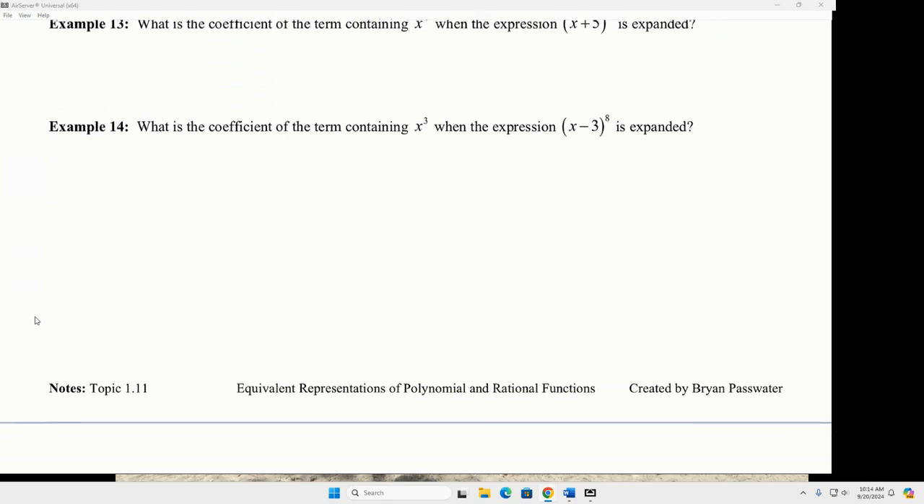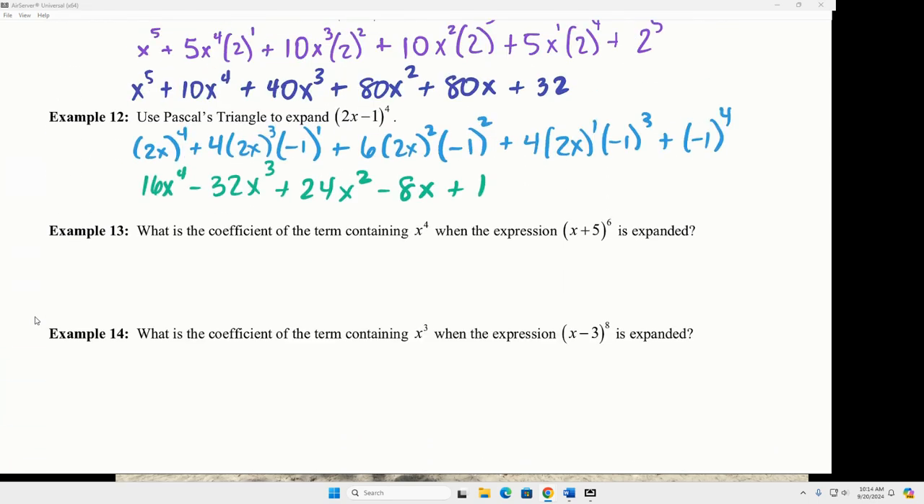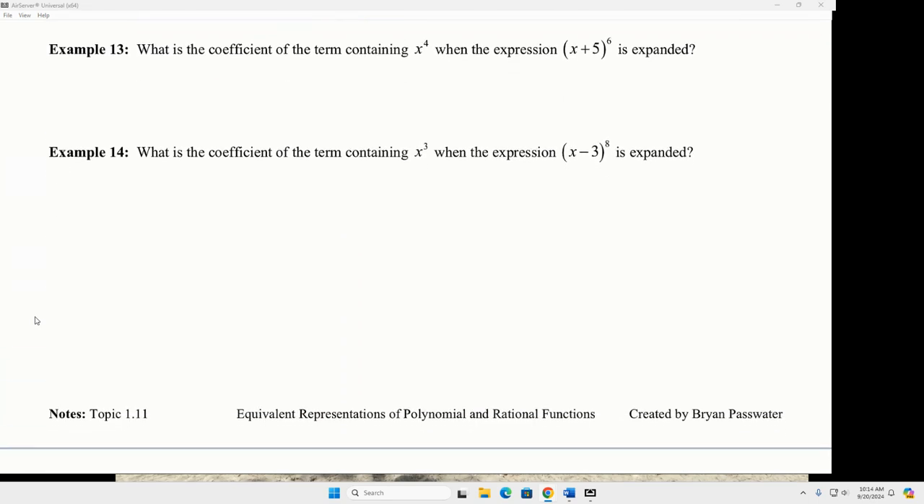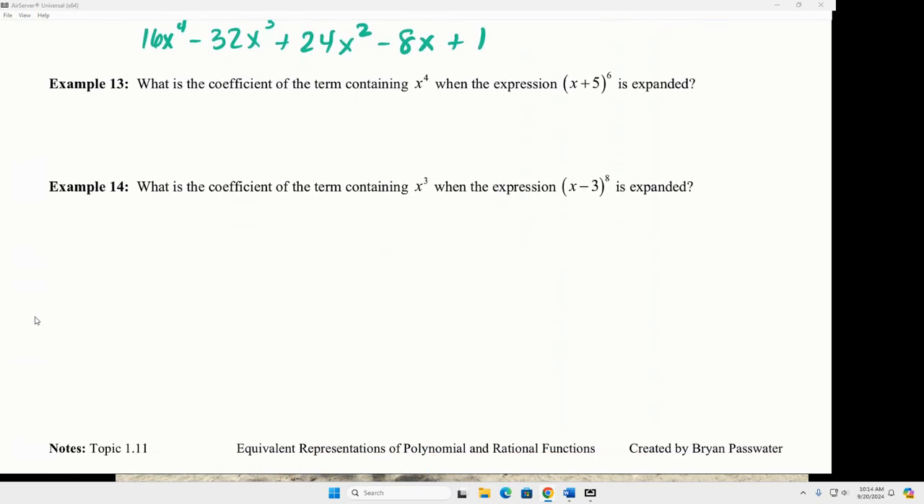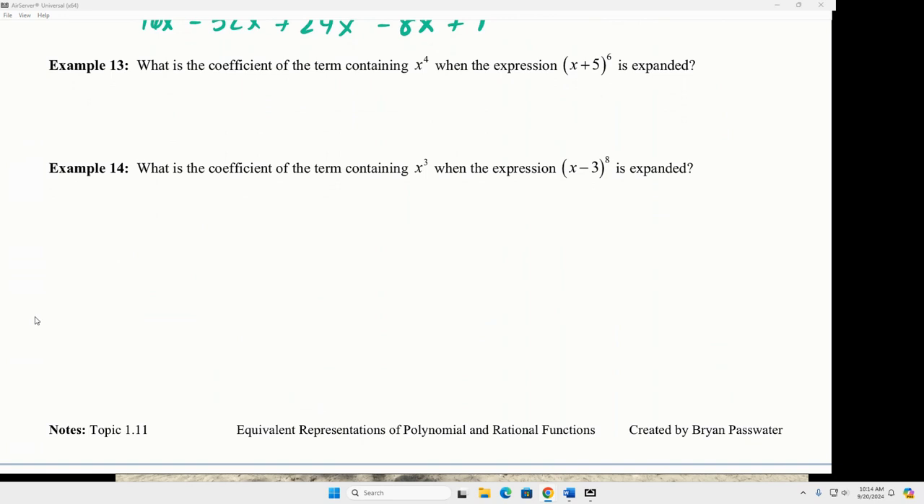Okay, there is one more thing we're going to do, and we're not going to do the whole expansion. We're just going to figure out the coefficient of one term. So if we expanded x plus 5 to the 6th, we want to know what number would be in front of x to the 4th. Okay, so I am just going to write down that row so I can talk about it while we're doing it. It's up to you whether you write it down or not.